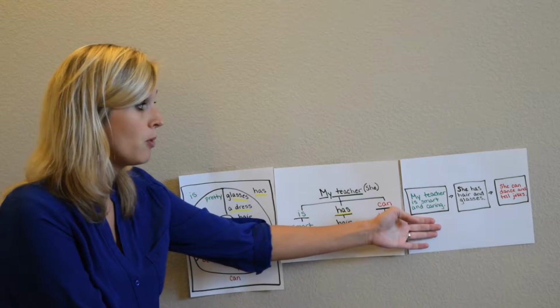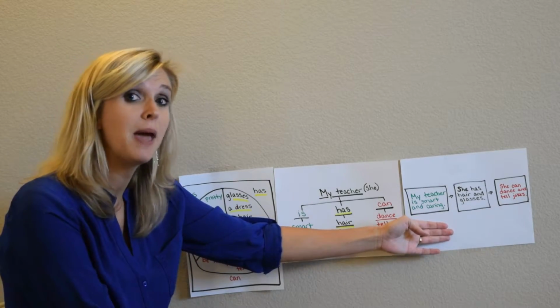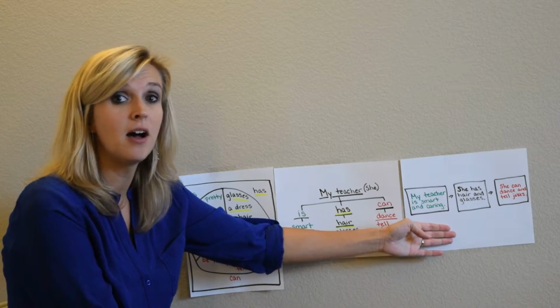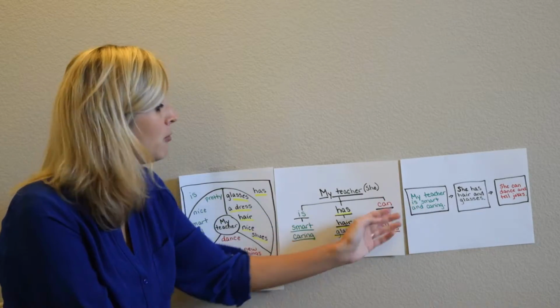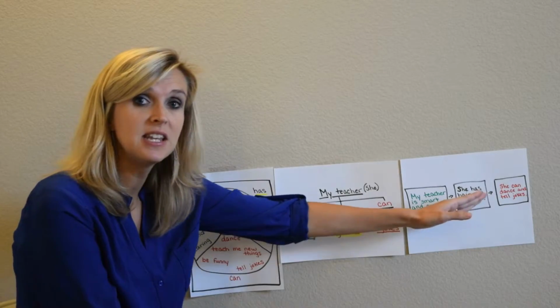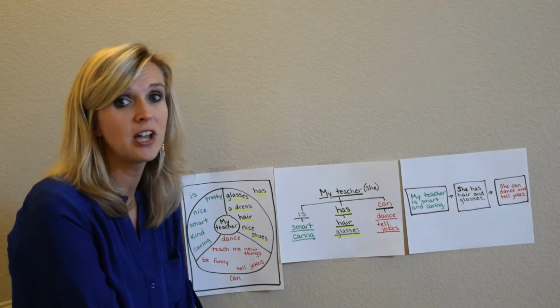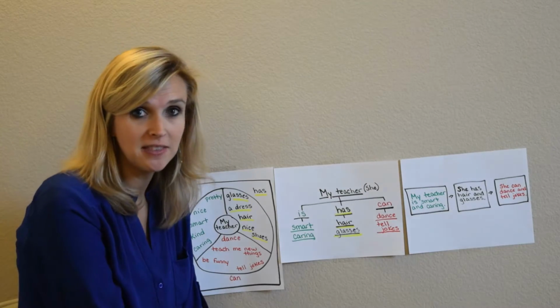Now when they get to this point, all they have left to do is write their sentences. You can have them write it on lined paper, you can have them write it on construction paper, and then I like to have my students underline to make sure that they have their green sentence, their yellow sentence, and their red sentence. And that's a great way for them to double check their work and make sure they have everything they need to have.